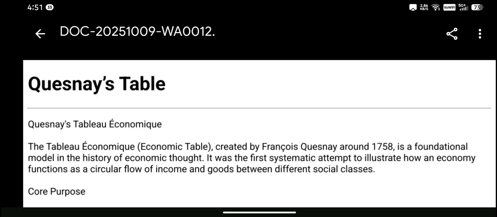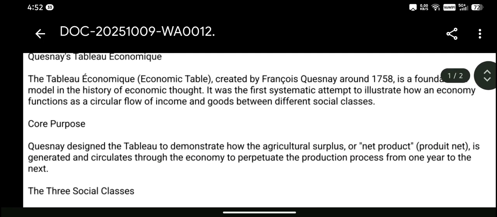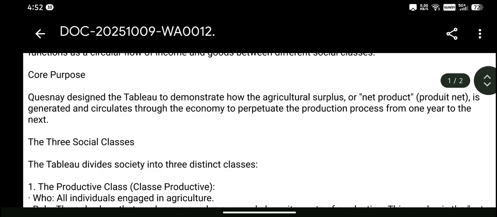Quesnay's tableau économique. The Tableau Économique, created by François Quesnay around 1758, is a fundamental model in the history of economic thought. It was the first systematic attempt to illustrate how an economy functions as a circular flow of income and goods between different social classes.